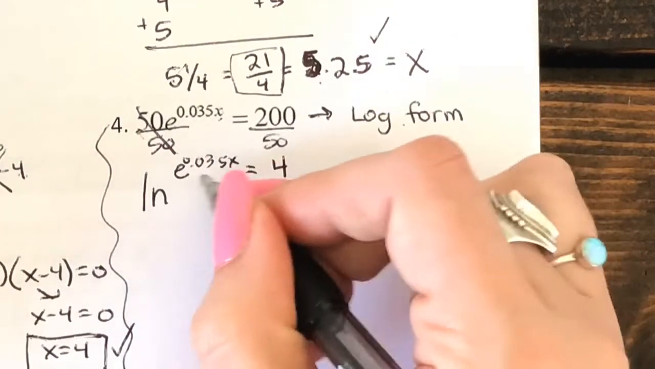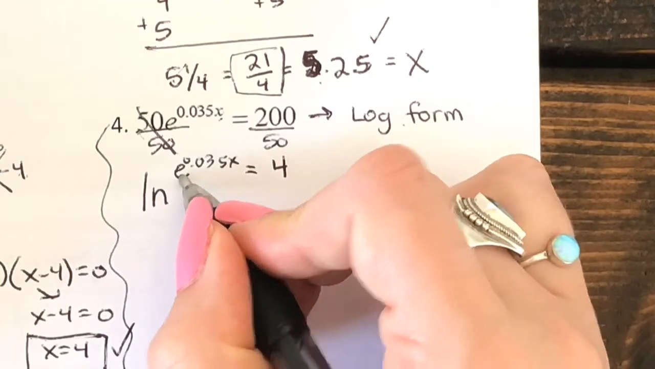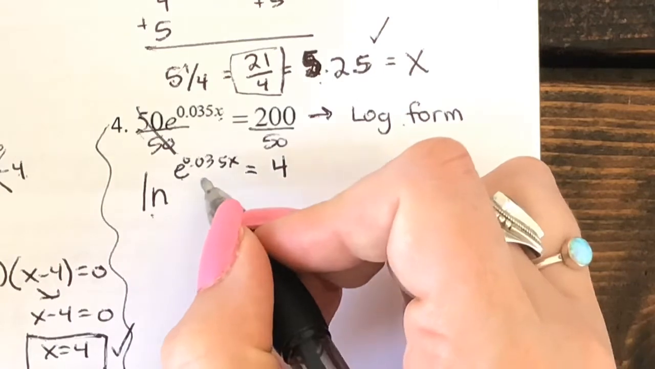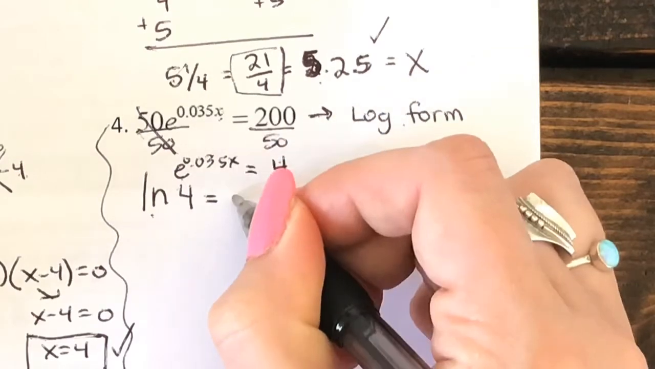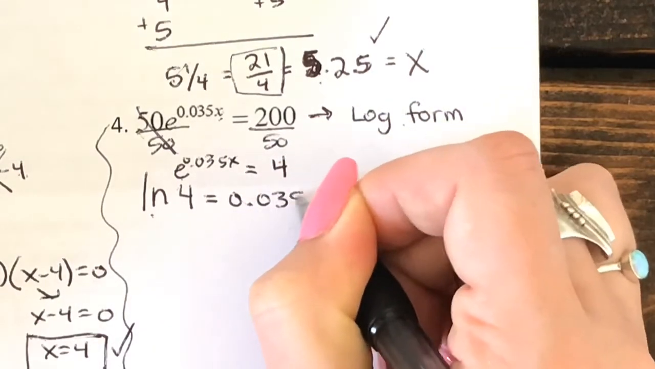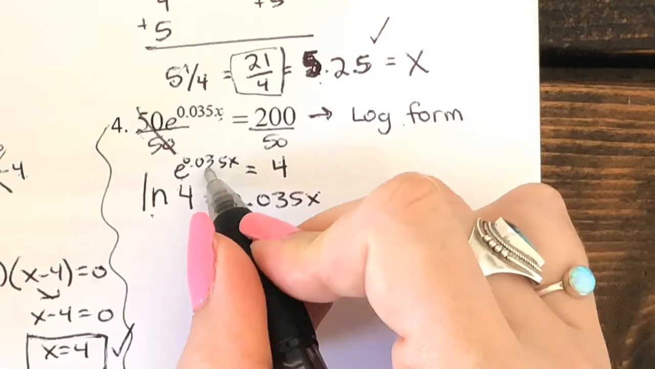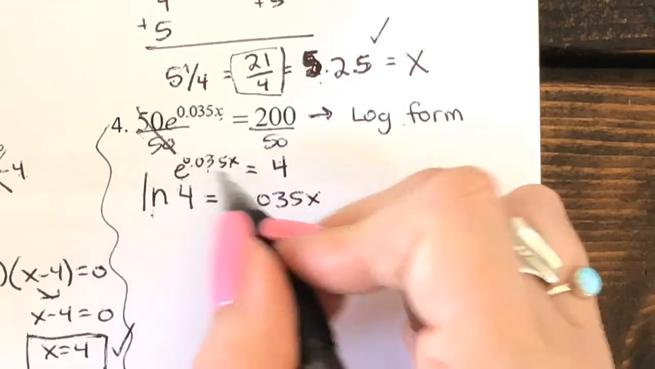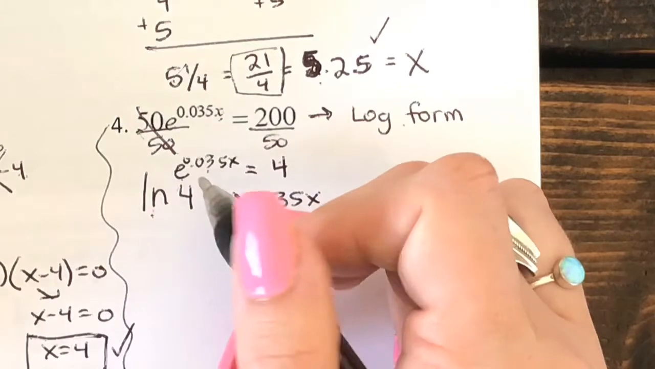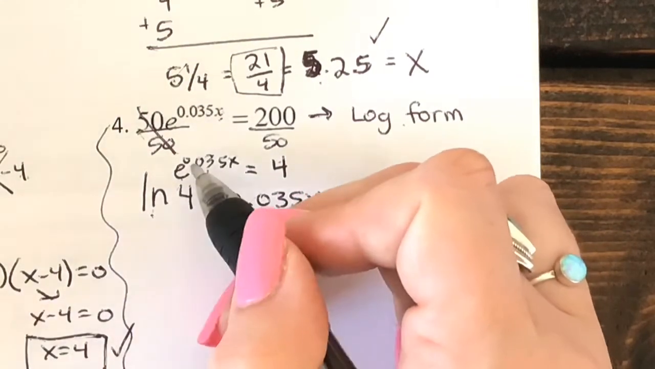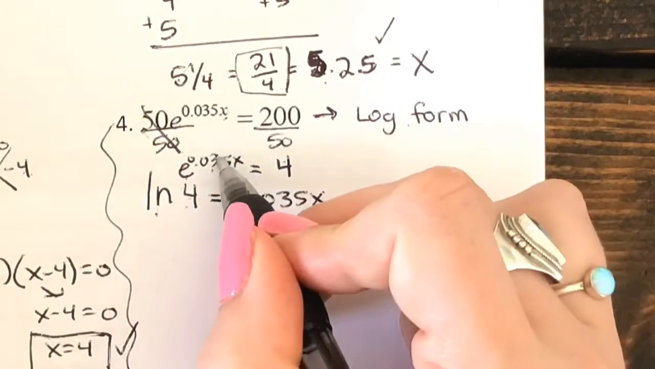So now that that's just a base e, we want to go to log form. When it's an e, we use a natural log. And then these two are going to switch places. So the 4 is going to come inside and the 0.035x comes outside. So that's how we get from exponential form to logarithm form when you're using a base e. I know it's kind of weird to remember that. I think going from a regular log is easier, but remember whenever it's an e, we use a natural log, and then these two switch places. So the 4 goes inside, the exponent comes out.